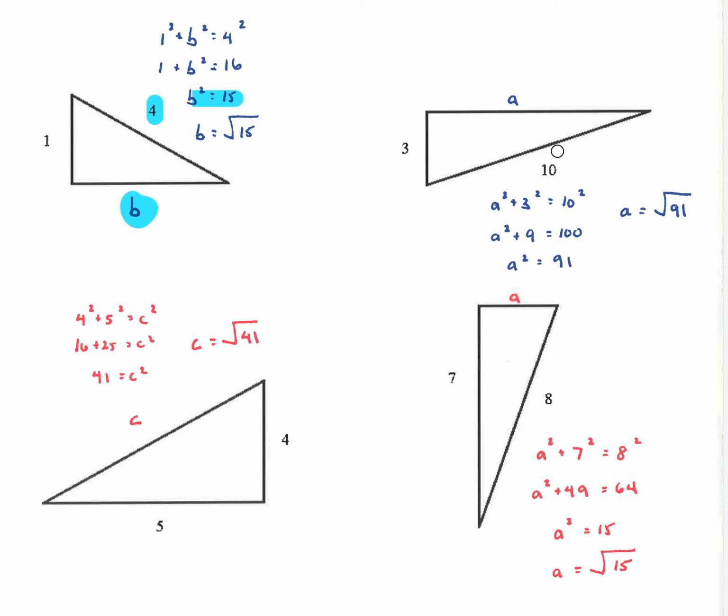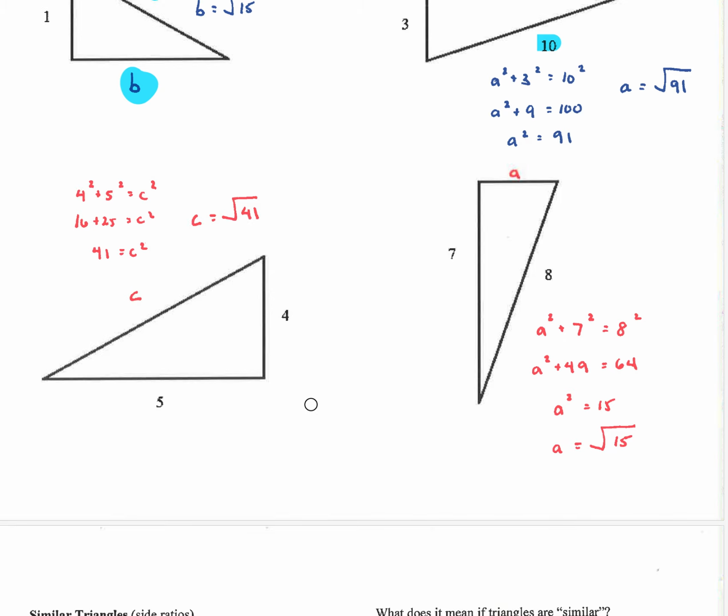Same thing on all these. Again, this is the hypotenuse. This is a leg. Don't mix them up. 5 squared plus 4 squared. This is an example where you end up with the square root of 41, and there's nothing to do. You can't factor it. 41 is a prime number. That's as simple as it gets. Same thing over here. When you get the square root of 15 as your answer for this length, that's all you can do. You can't simplify it.